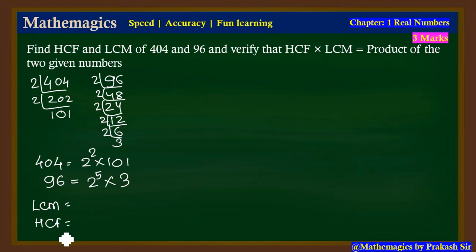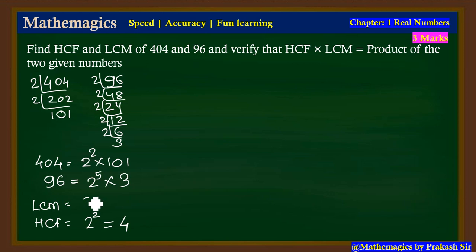In the earlier question I already have discussed that the HCF are the common numbers with the lesser power. So here the common number is 2 only and the lesser power is 2 only. So 2 to the power 2 becomes 4. And now the LCM is all about all the numbers with their highest power.